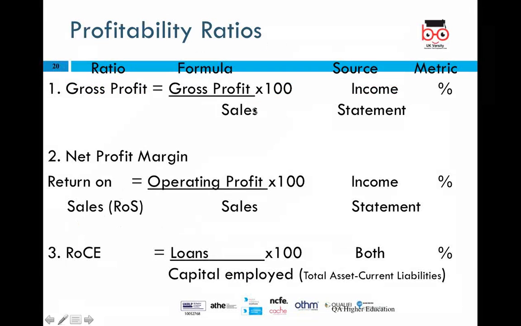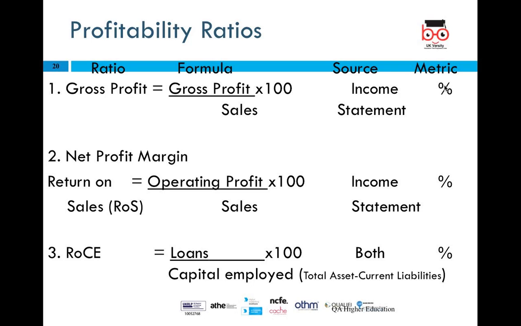So let's see the profitability ratio. The formula of the profitability ratio is gross profit divided by sales. Where is the gross profit? Gross profit is from the income statement. That's the source of the calculation, and the sales you can also get from the income statement. And when you express this gross profit ratio, you have to use a percentage.